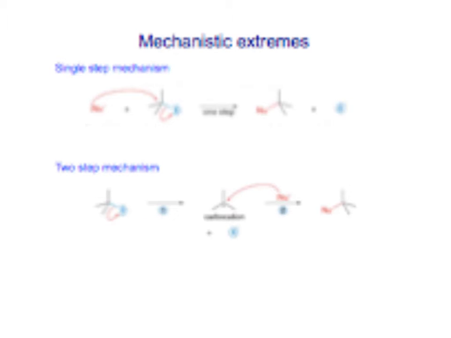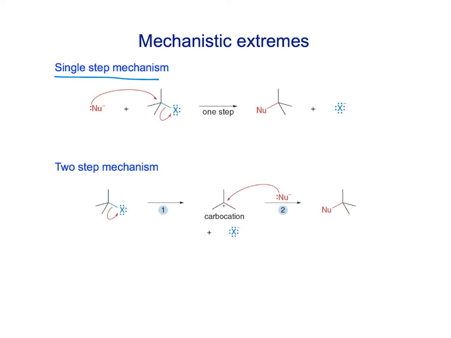If we were to think about how a substitution reaction might take place, we might come up with two viable ways. The first might be a single-step mechanism, where the nucleophile directly attacks the alkyl halide, displacing the halide leaving group. This is a concerted mechanism, which means that all of the bond breaking and bond forming take place simultaneously.